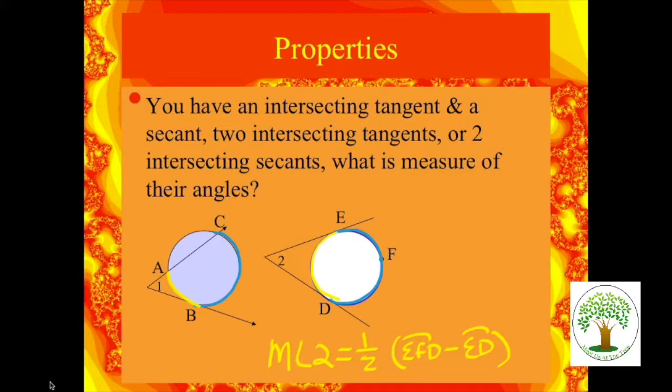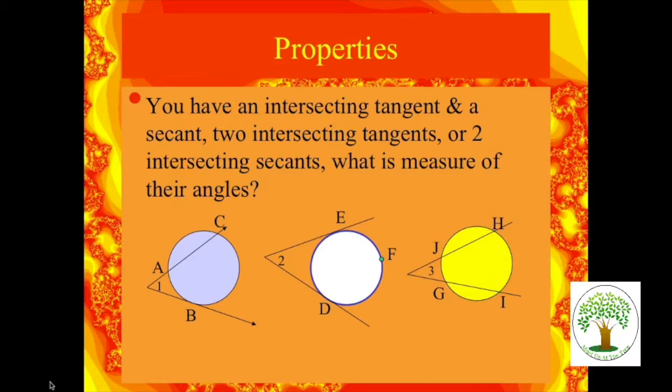Is this a secant, tangent, tangent? Tangent. Here we go. Last one. What are those two things? Two secants. The formula is almost, the concept behind it is very much the same. So I'm finding the measure of angle 3. I'm going to do the 1/2.